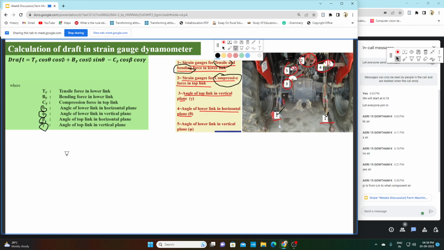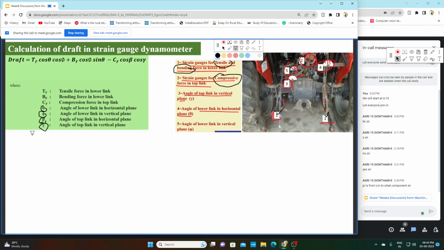So again I am repeating, we have a lower link and we have a top link. These are the two different types of link. The lower link makes an angle with two planes, one horizontal and one vertical. The angle with the horizontal plane we denote by theta, and the angle with the vertical plane we denote by phi. Similarly, the angle the top link makes with the horizontal plane we denote by beta, and the angle with the vertical plane we denote by gamma.